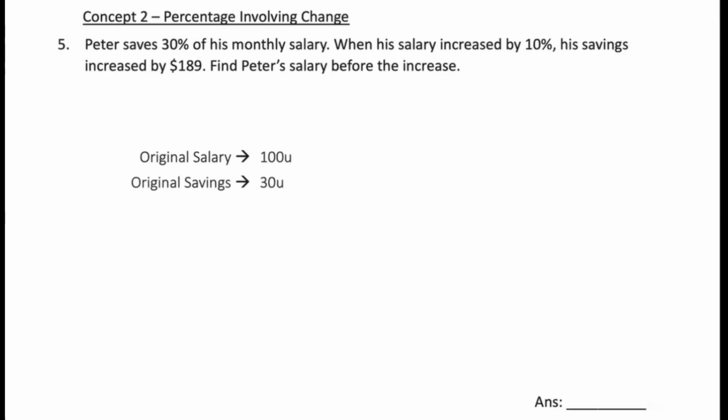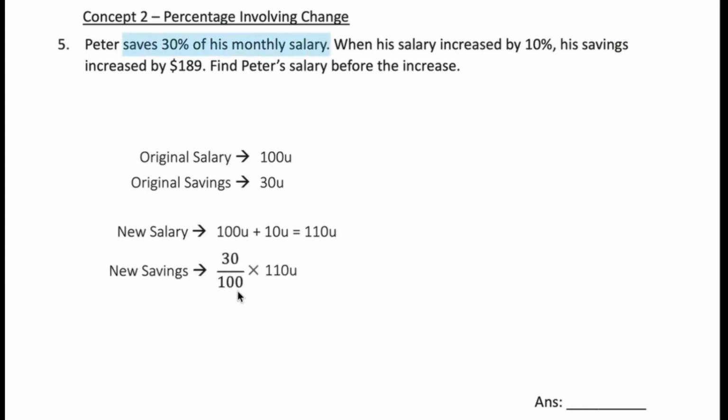All right. Now the new salary will be increased by 10%. So if the old salary is 100 units, then the new salary will be 100 units plus 10 units, because of the 10% increase in salary, 110 units. The new savings will be 30% of this. It's not 30 units, it's 30% of 110 units. So it will be 30 over 100 multiplied by 110. So the new savings will be 33 units.